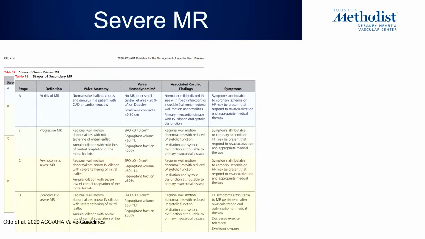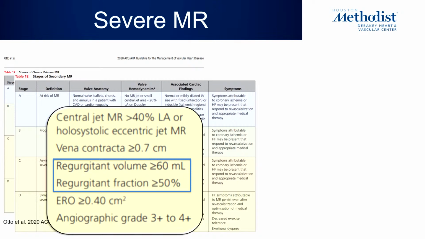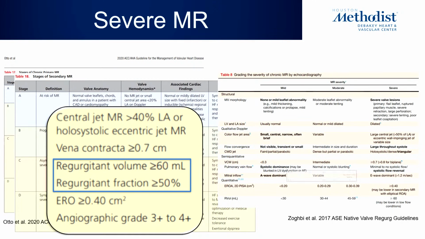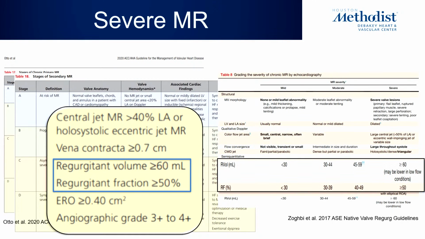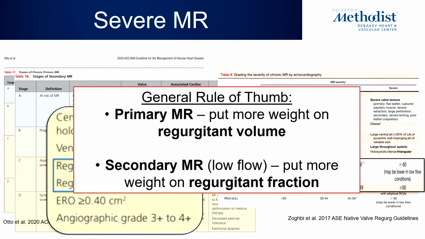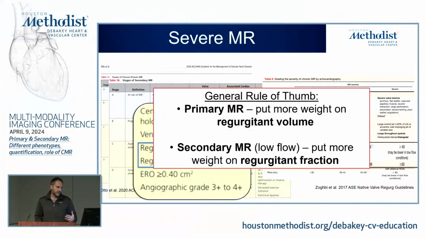What do the guidelines say? ACC, AHA guidelines, ASE, they both agree on the cutoffs for severe MR, irrespective of the etiology. However, the general rule of thumb is the following. If you have primary mitral regurgitation, put more weight on regurgitant volume versus fraction, because if there's a kind of a race between volume and fraction, there's more likelihood that the patient will get to the volume cutoff before getting to the fraction cutoff of severe in primary MR, because the ventricular function is maintained, stroke volume is high in the denominator.